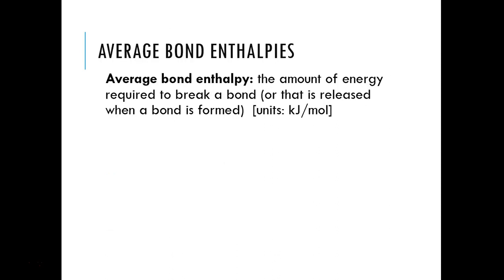Okay, last part of this, we're going to talk about average bond enthalpies. These are found in table 11 in the data booklet. The average bond enthalpy is the amount of energy that is required to break a bond, or that's released when the bond is formed. The units are kilojoules per mole. So it's basically, if we broke an entire mole of these bonds, how many kilojoules would be required.